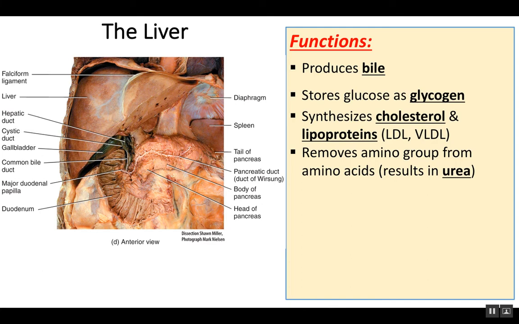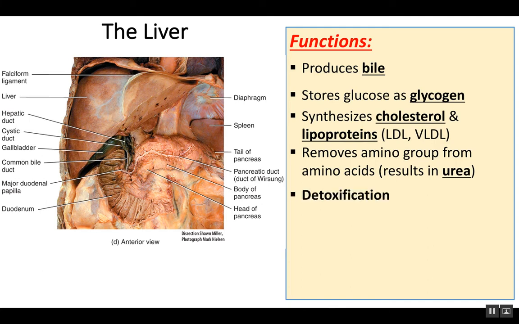And that's a very highly toxic molecule. So it has to be detoxified into a less toxic molecule called urea. And then eventually urea gets eliminated from the body in urine. But that's a metabolic waste product from protein metabolism.